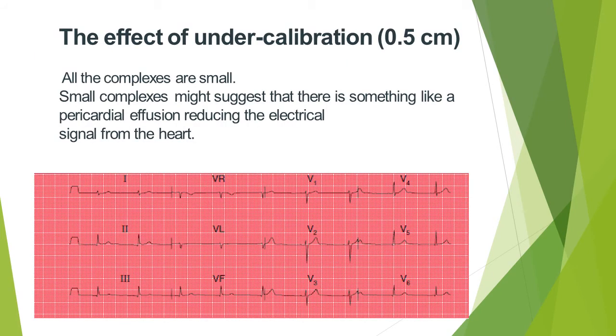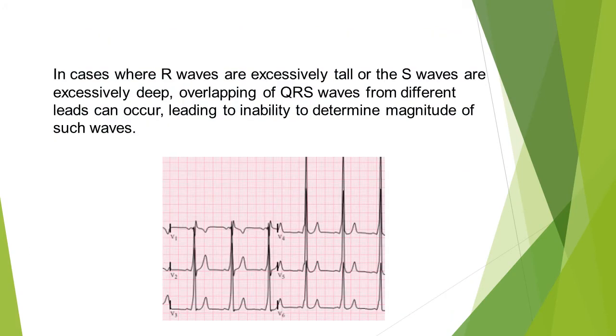So the effect of under calibration: if the standardization marker was 0.5 cm, all the complexes are small. The small complexes might suggest something like a pericardial effusion reducing the electrical signals from the heart. In cases where R waves are excessively tall or S waves are excessively deep, overlapping of QRS waves from different leads can occur. Thereby it leads to inability to determine the magnitude of such waves.